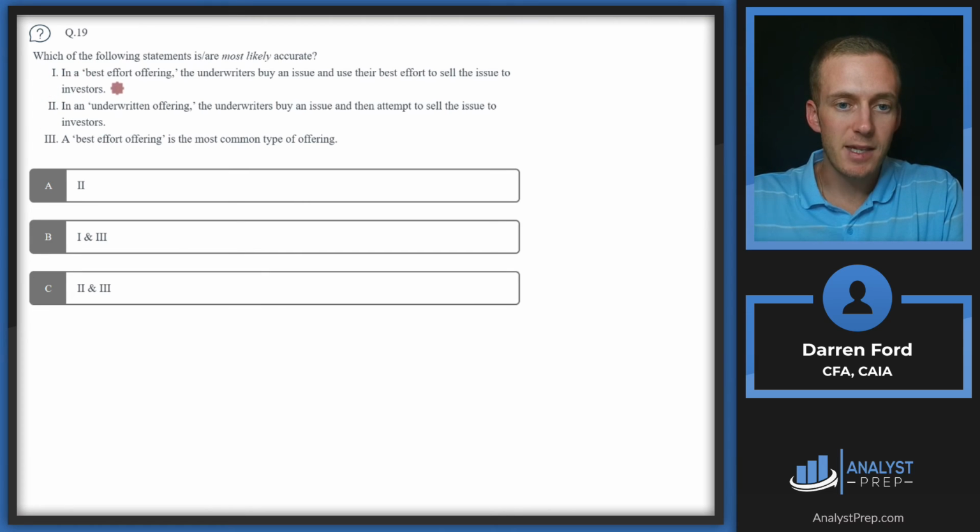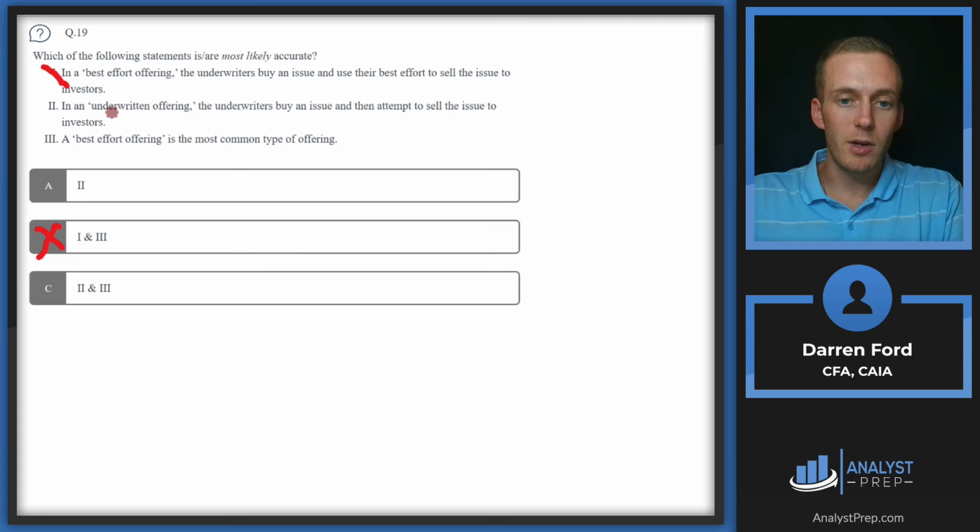Statement 1, in a best effort offering, the underwriters buy an issue and use their best effort to sell the issue to investors. So there's 2 parts to this. They agree to use their best effort to sell the issue. This is going to be true, but in a best effort offering, the underwriters are not buying the issue. They're just agreeing to sell as much as they can. So that one is not going to be correct, so we can rule out 1. And so we can then go to our answers and rule out any answer that has 1 included in it. So we can cross off B. So it's either going to be 2 or 2 and 3.